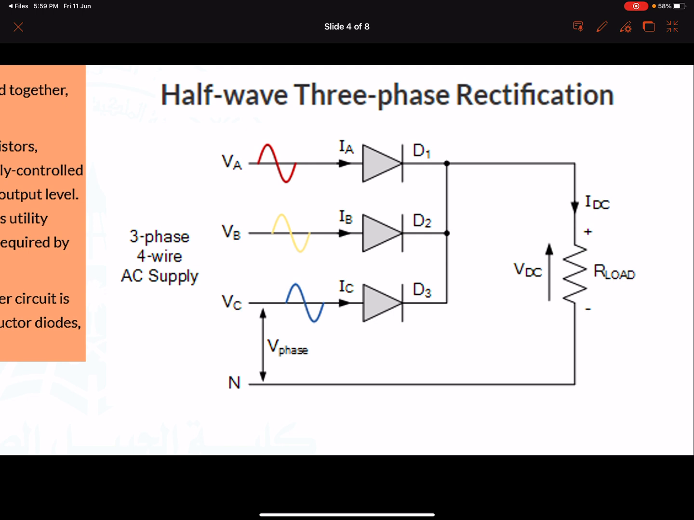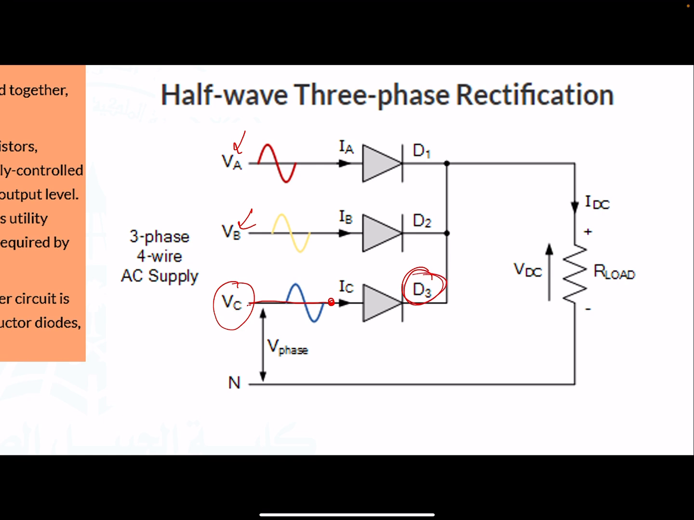Now for D3, we know that D3 will conduct when VC is bigger than VB and VA. Why is VC related to D3? Because they are connected here. So diode 3 is connected to VC. That's why we need to mention a very important thing, which is when VC is higher than VB and VA, D3 is going to conduct.